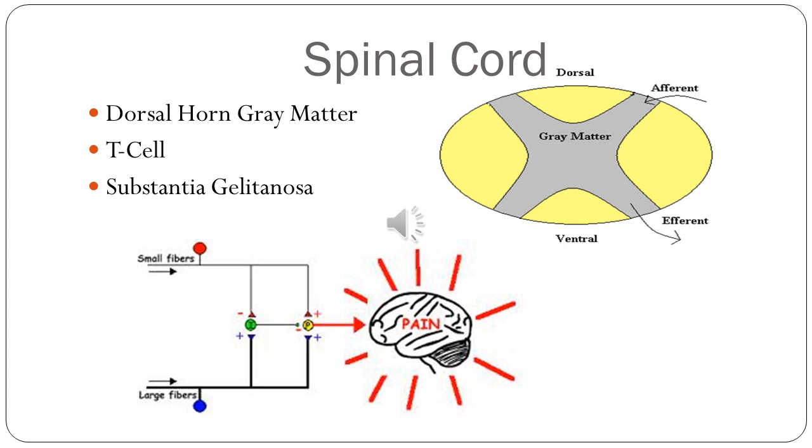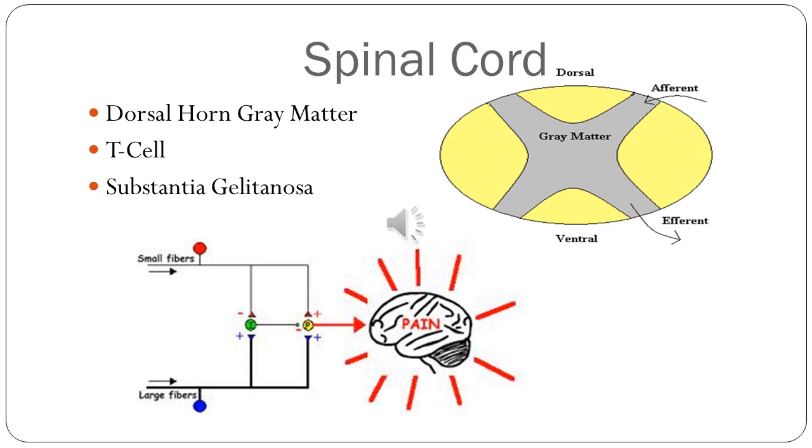And again, that's the pain carried by those small fibers. So take, for instance, an acute injury. The A delta fibers, your small pain fibers, are going to take that information to the dorsal horn in the spinal cord, and the T cell, also known as the transmission cell, is going to take that to the brain, where it then is going to be interpreted.